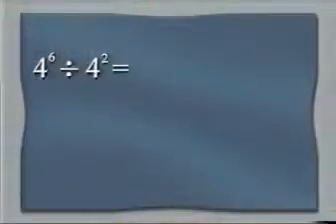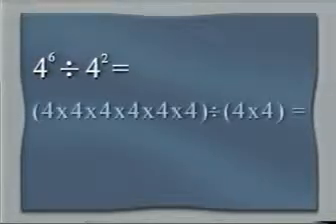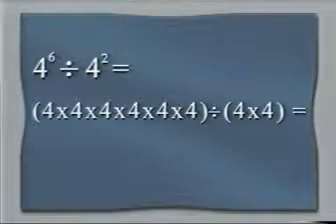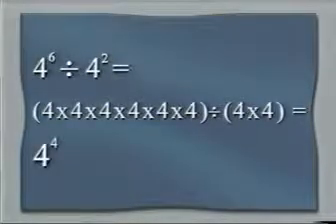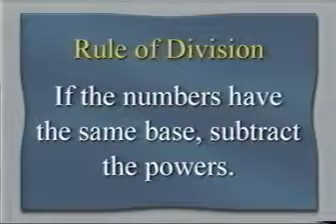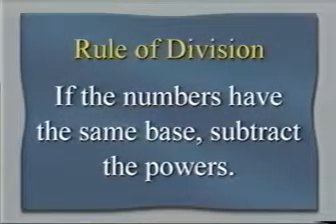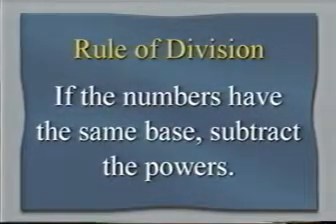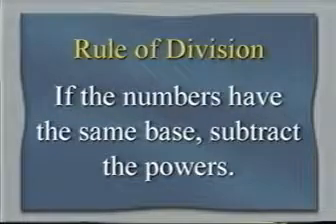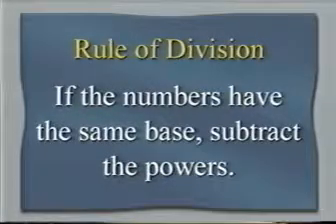Looking at a division problem, 4 to the sixth divided by 4 to the second. We have 4 times 4 times 4 times 4 times 4 times 4 divided by 4 times 4. We can cancel out 2 of those 4s, and we're left with 4 4s multiplied, which is 4 to the fourth. Obviously, the rule is if you're dividing two numbers with the same base, keep the base and subtract the powers. Not arbitrary, but based on what we see.